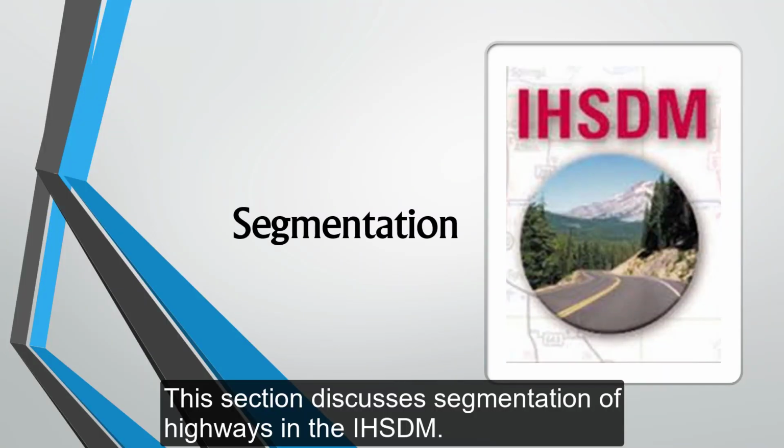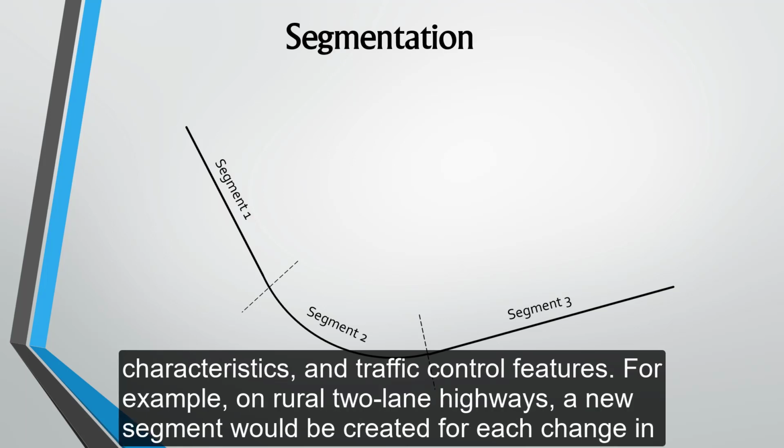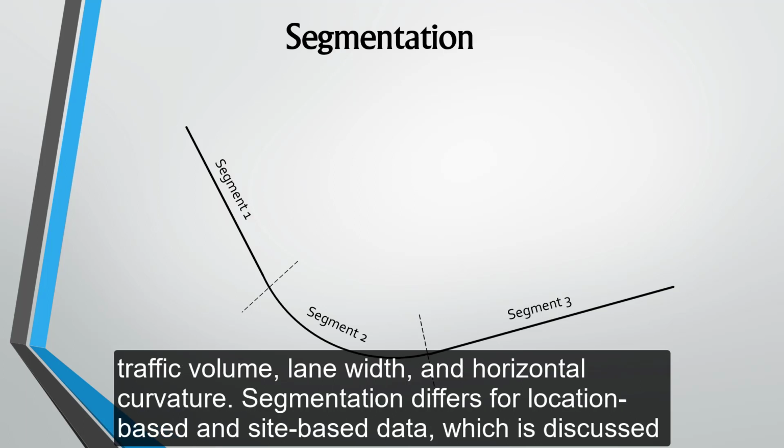This section discusses segmentation of highways in the IHSDM. Segmentation of a roadway produces a set of homogeneous segments with respect to data inputs such as traffic volume, roadway characteristics, and traffic control features. For example, on rural two-lane highways, a new segment would be created for each change in traffic volume, lane width, and horizontal curvature. Segmentation differs for location-based and site-based data, which is discussed in the next slide.